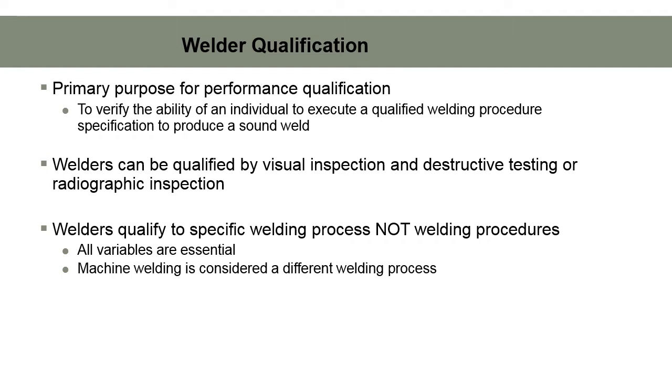So if you notice where it says welders qualify to specific welding processes, not welding procedures, that's where we get into keeping the two sides of the wall separate. You've got WPSs, welding procedure specifications, on one side of the wall, and then you've got welder qualification on the other side of the wall. So you need to keep this in mind when you're qualifying welders and procedures. There's two completely separate sides of the wall that these guys live on.